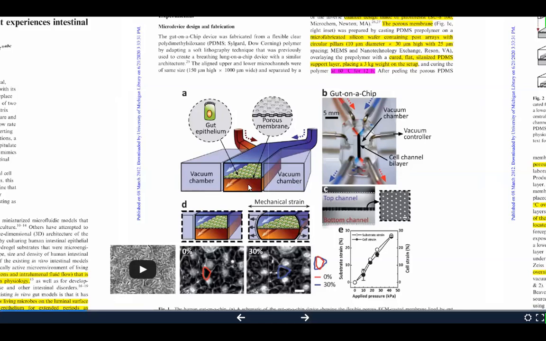Their device had three main components. It had two fluidic channels separated by a porous membrane, and the cells were seeded and cultured over this porous membrane. There were two vacuum chambers with which they could induce mechanical strain to this porous membrane.